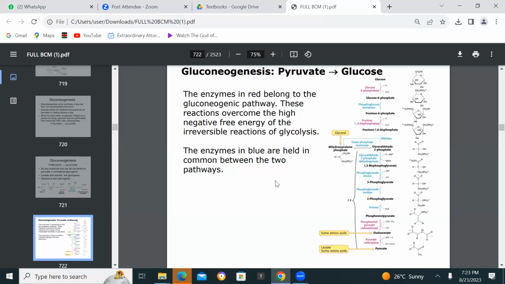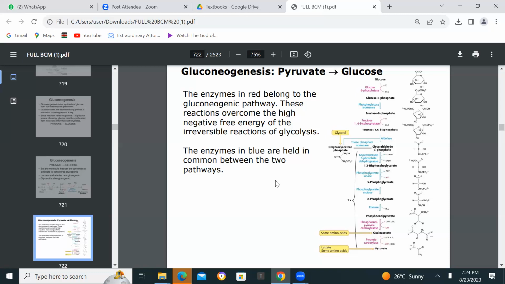In this flow chart, the enzymes that are in red are only found in gluconeogenesis. The others are found in both gluconeogenesis and glycolysis. So there's the step for pyruvate carboxylase, and the ones for phosphoenolpyruvate, fructose 1,6-bisphosphate, and the other one there. Those are not found in glycolysis, they are just here in gluconeogenesis.